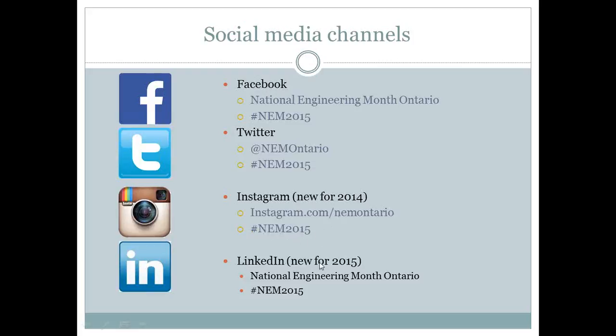And LinkedIn, brand new for 2015, we've started a group mainly for professionals, although students and people who are organizing events are definitely welcome to join to have a conversation about engineering and technology. We think that that content will be less logistical in nature, and more discussion-based, more around our values, our motivations, why we're doing what we're doing, and that sort of thing. So those are the big four that we're going to be talking about today.